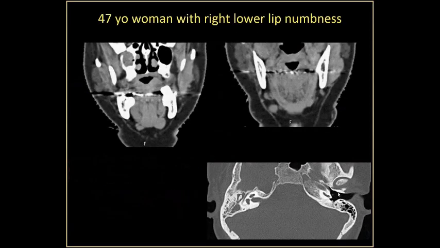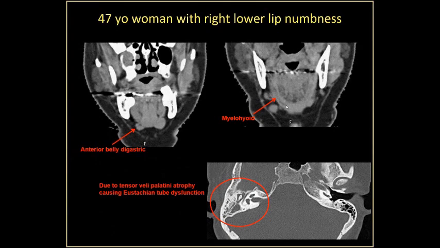So here are some more images of the same patient, the same CT scan. And if you look at the image on your right, you'll note that the anterior belly of the digastric is atrophied on the right compared to the left. And on this image here, we have atrophy of the mylohyoid. The mylohyoid is a U-shaped muscle that forms the sling of the floor of the mouth. And then on the final image I've shown you here, we have a big mastoid effusion and a middle ear effusion.